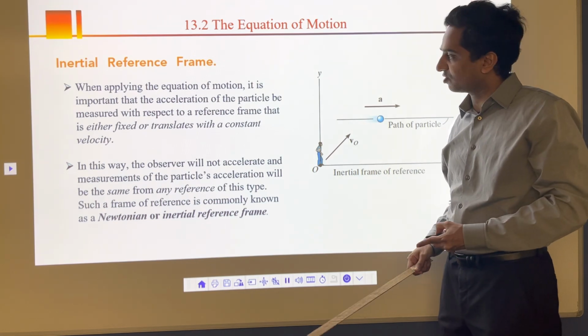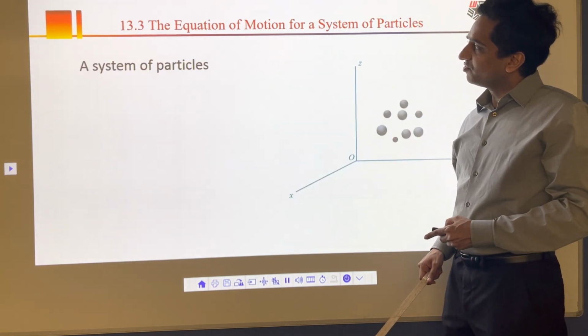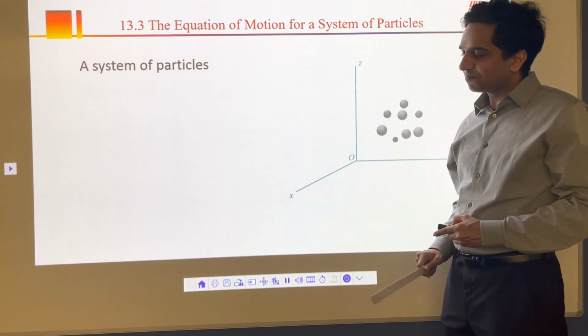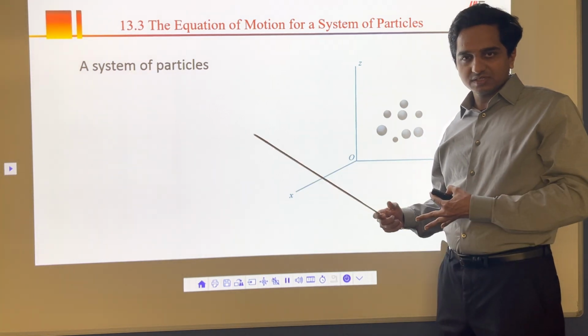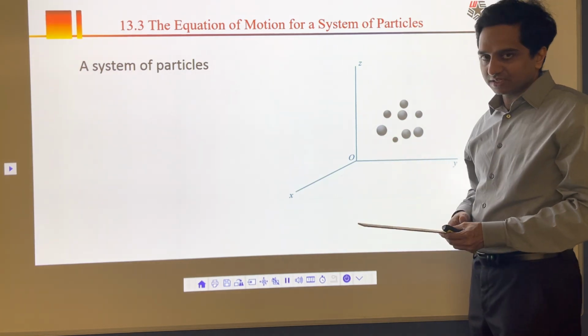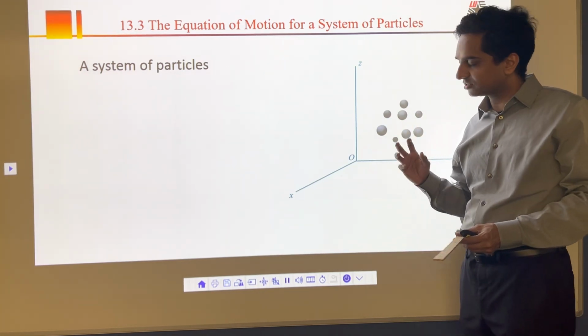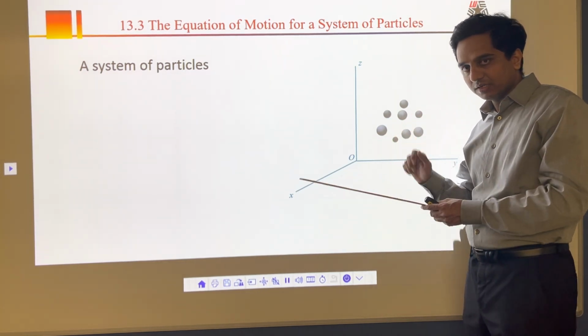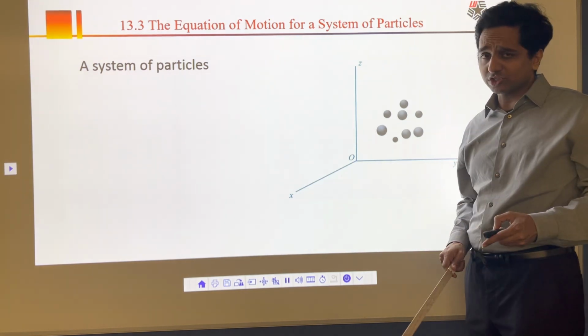So this is an important part for us to understand. When we apply that equation of motion for a system of particles, it's easier to calculate for one particle. If you have multiple particles like this, let's say a cluster of stars or a cluster of galaxies, and you want to apply your equation of motion, that's Newton's second law for these particles.